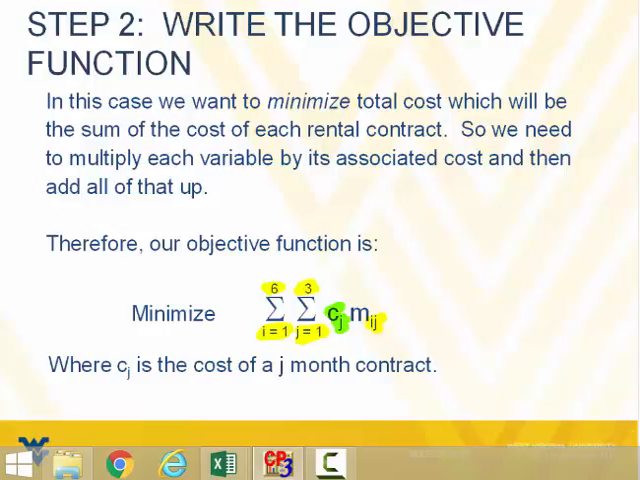Now, the cost, regardless of the month, a 1 month contract is going to cost the same. A 2 month contract is going to cost the same, and so on. However, if I gave you contracts that had a different price based upon the month in which you rented, then you would need 2 subscripts for the cost as well, right? Because now the cost would change based upon the month. But now the cost does not change based upon the month, so you just have those 3 costs, and that's why you have the J subscript alone, which represents those 3 values.